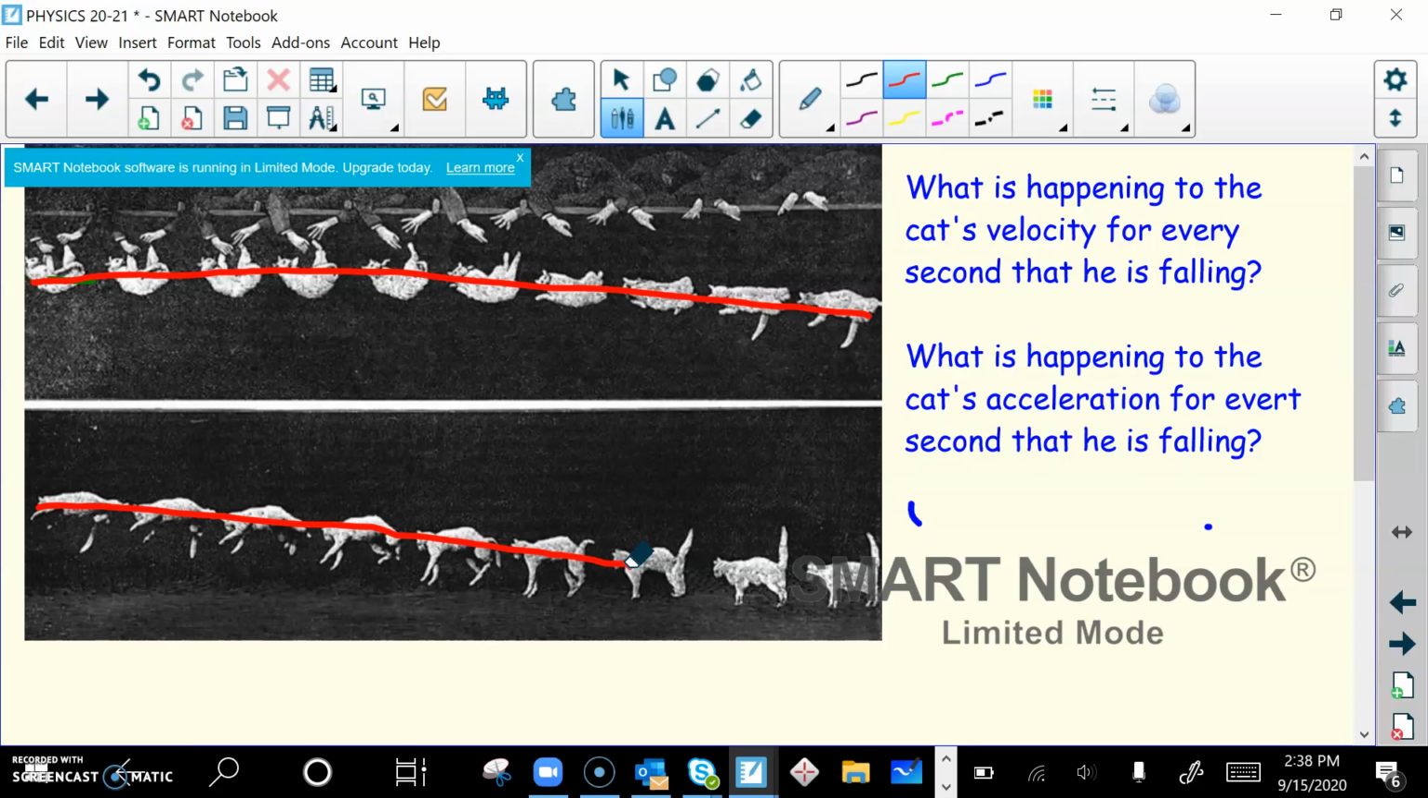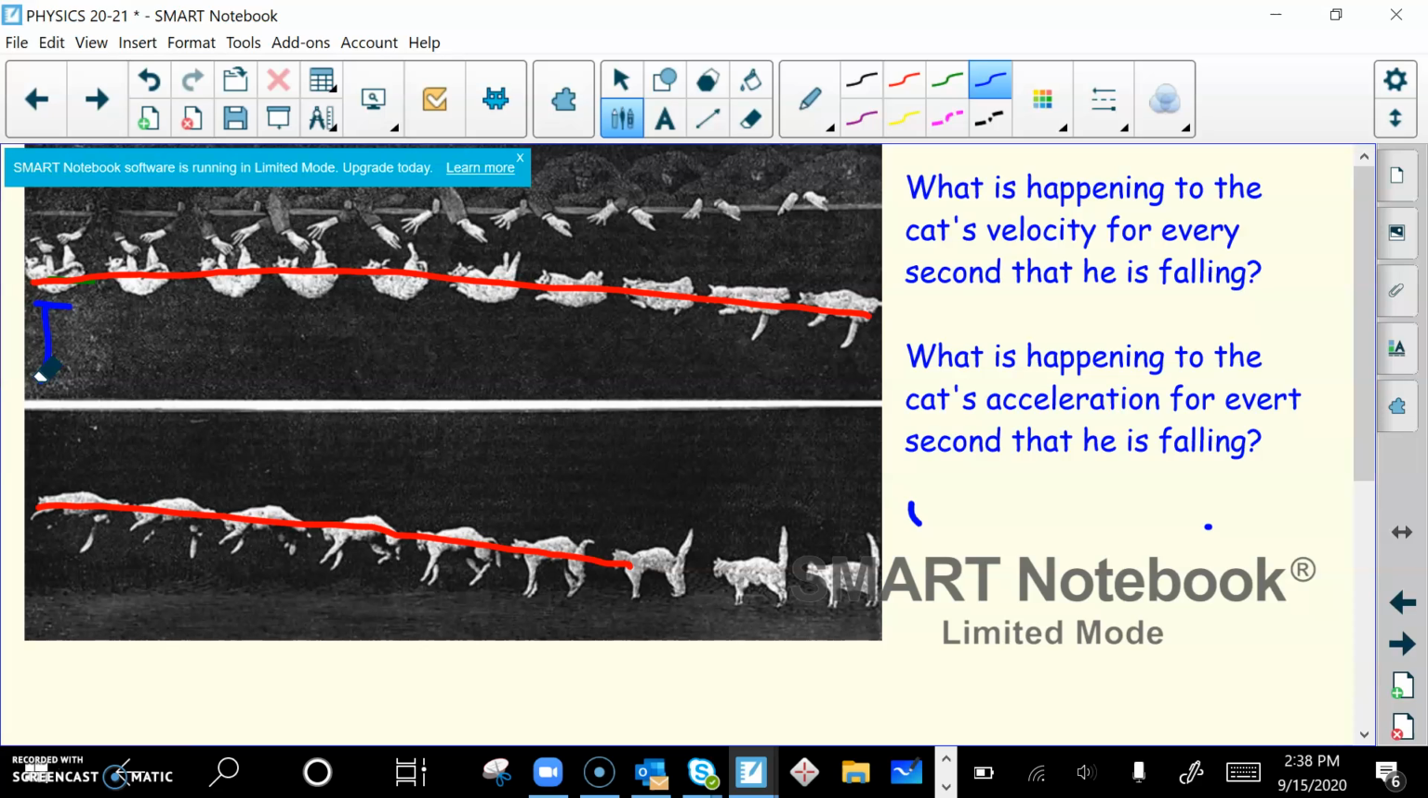So, what is this showing? It's showing that for every split second that the cat is in the air, his velocity is going to increase. There's a huge difference whether you fall off your bed or you fall off the roof of your house. What's the difference? You have a lot more room from the roof of your house to the floor to pick up speed. The longer you're in the air, the faster you'll be going.